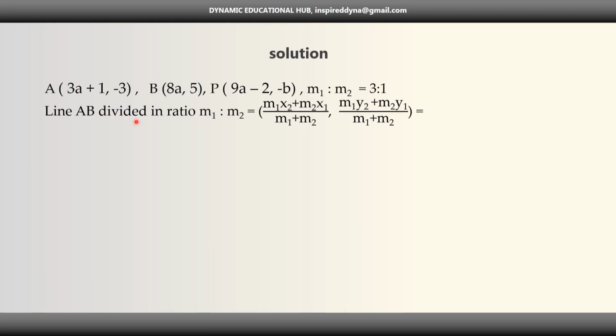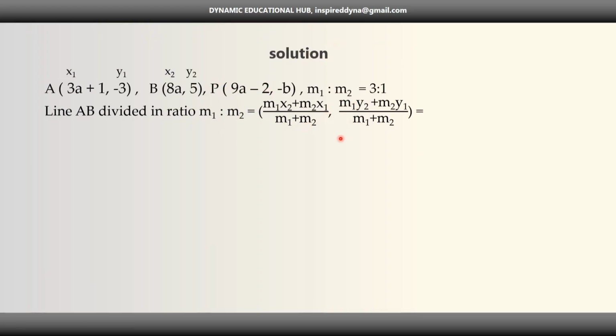If you want to divide line AB in ratio m1 to m2, recall this formula here: (m1 x2 + m2 x1) divided by (m1 + m2), comma, (m1 y2 + m2 y1) over (m1 + m2). When you want to divide a line using a ratio, you use this formula, and according to the question, the coordinates that we are going to get will be the coordinates of P. So when you adopt this 3:1 here, you are getting P.